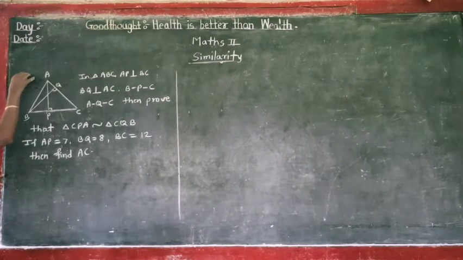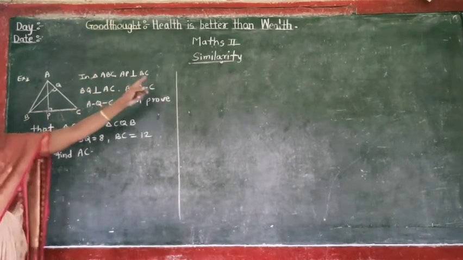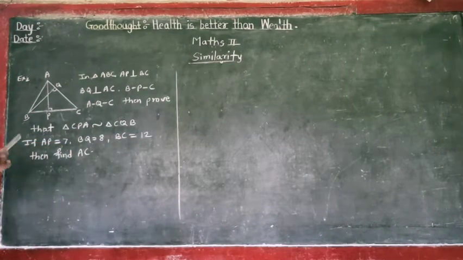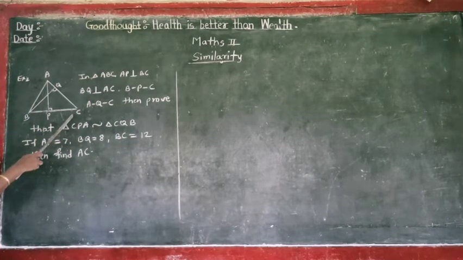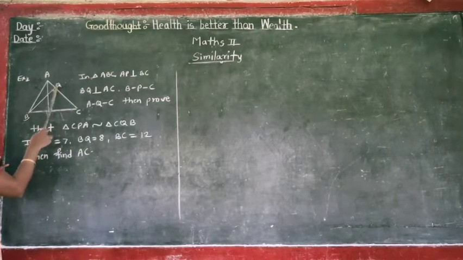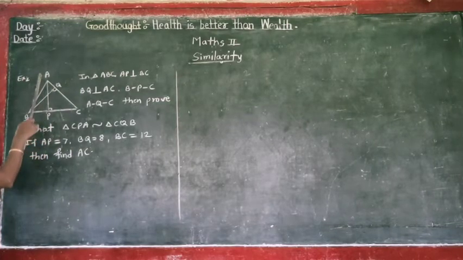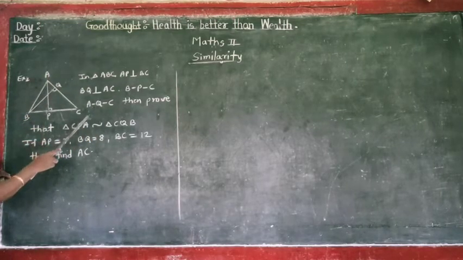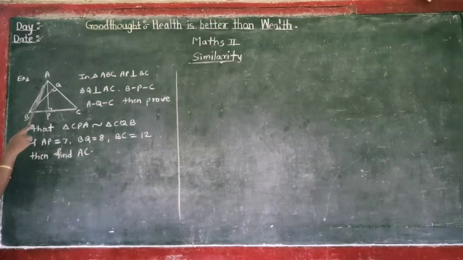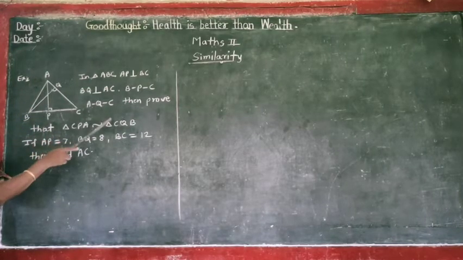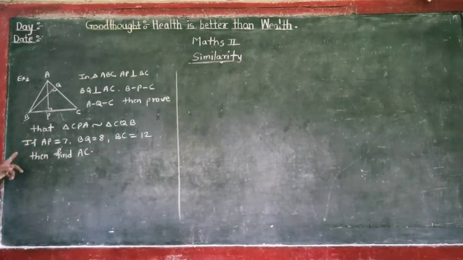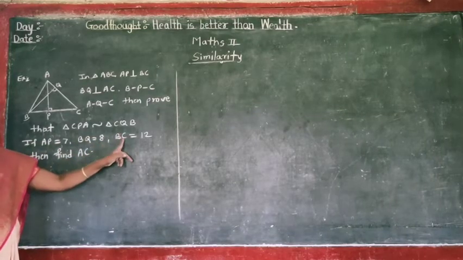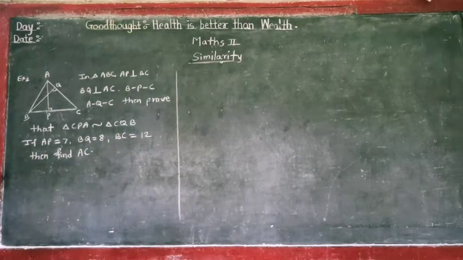Second example. In triangle ABC, AP is perpendicular to BC, BQ is perpendicular to AC, with P between B and C, and Q between A and C. Then prove that triangle CPA and triangle CQB are similar. If AP is equal to 7, BQ is equal to 8, BC is equal to 12, then find AC.